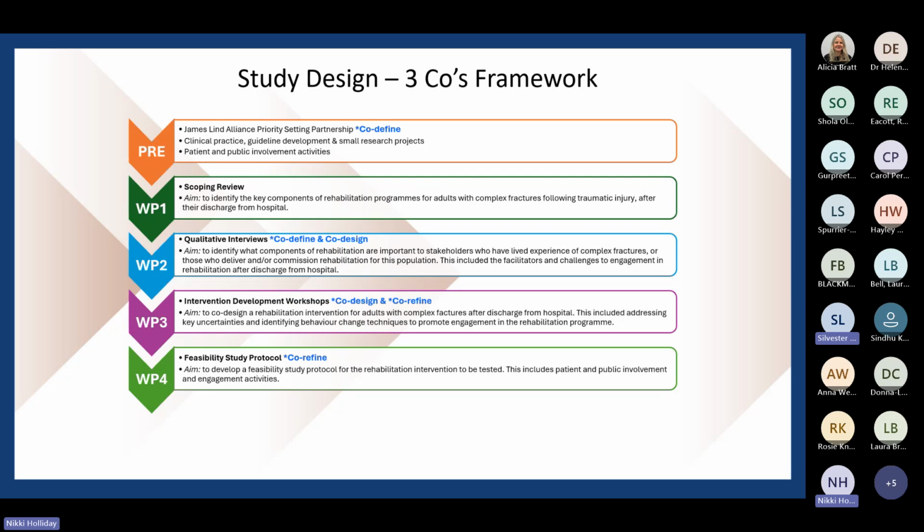Throughout this work, similar to Helen, I've had patient and public involvement activities, and I've got 3 patient partners who have been involved right from the application process and continue to be involved throughout my PhD and hopefully beyond. My first work package was a scoping review, looking at all the evidence and the literature, and my second work package was qualitative interviews. Both of these packages have informed the one I'm currently doing, which is the intervention development workshops, where I'm co-designing and co-refining the intervention to then test.